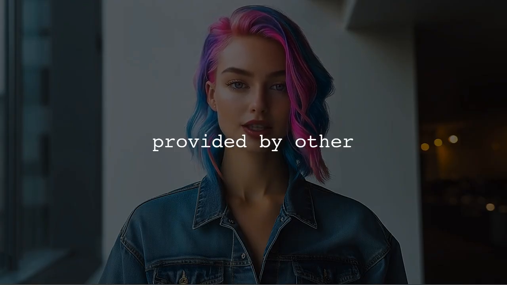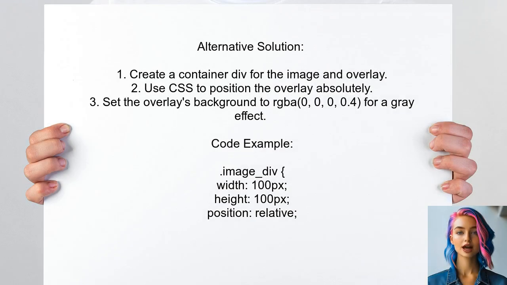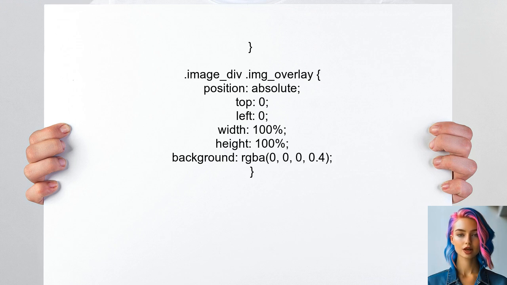Now, let's look at the answers provided by other users. An alternative approach to adding a gray overlay on an image involves creating a container div. Inside this div, you place your image and a separate overlay div. The overlay is styled to cover the entire image with a semi-transparent gray background.